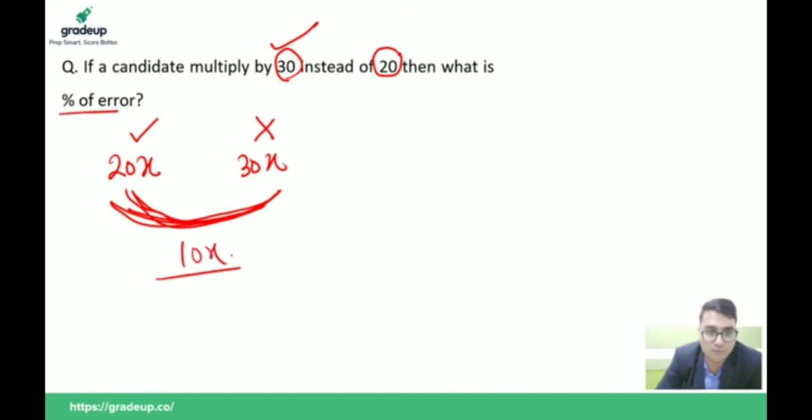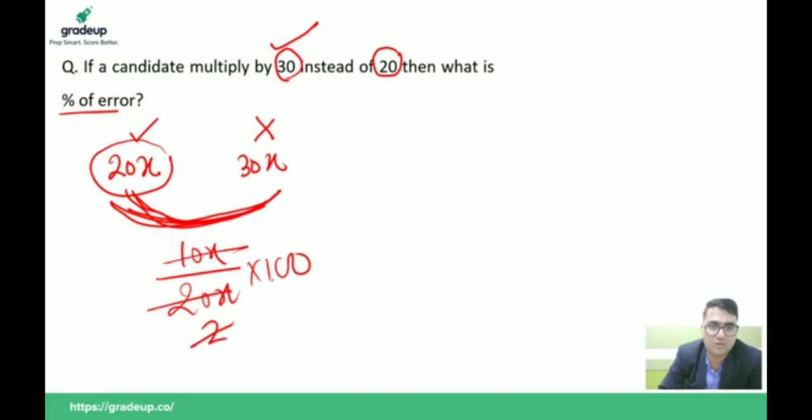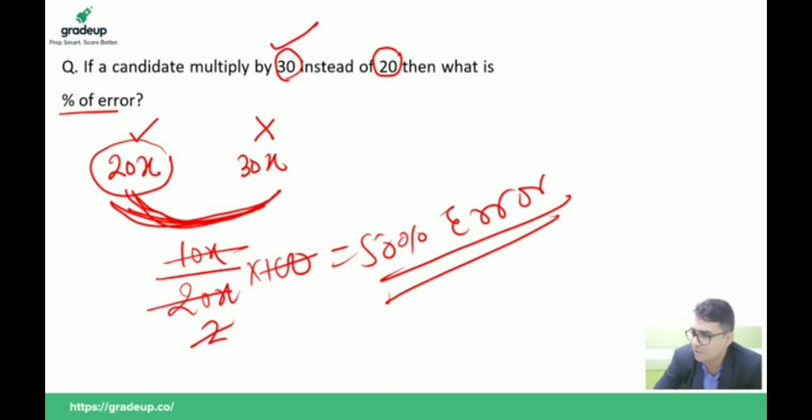And we have to find the percentage of error. So we will find the percentage of error through the right answer. Then out of 100, it is 50% error. That means he committed 50% error in this question. Is it okay to all of you? Yes or no? A candidate wants to multiply by 20, but he multiplies by 30. Then what is the percentage of error? Now let's move to the next question.